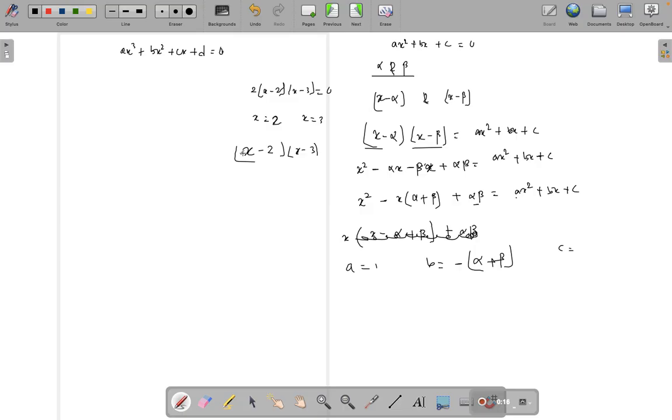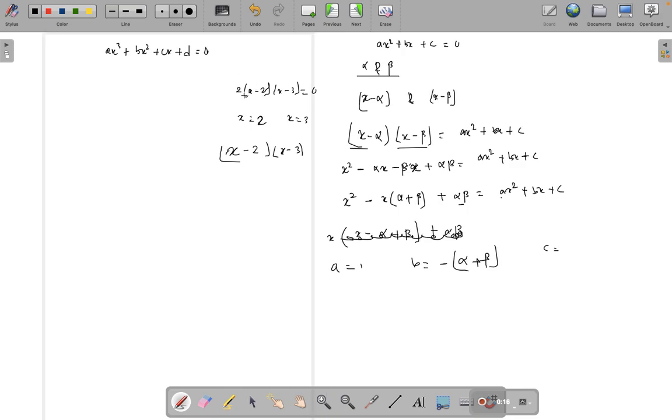Sir, can you repeat? Yeah, so what I am trying to say is, suppose you have an equation, right? If you solve or factorize this equation, you get a factor like this: 2 times (x minus 2)(x minus 3) equals 0. Now you get the value of x as x equals 2 or x equals 3. So these are the two roots, right? So you know the roots.